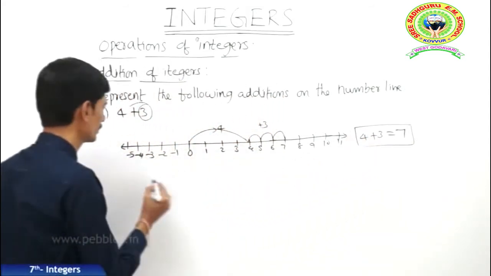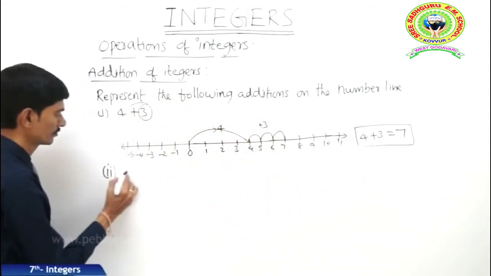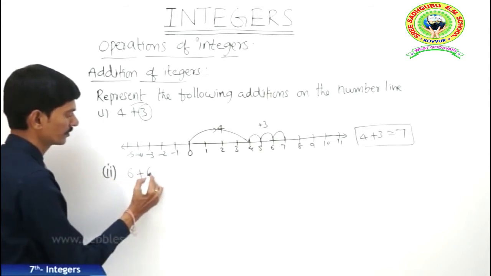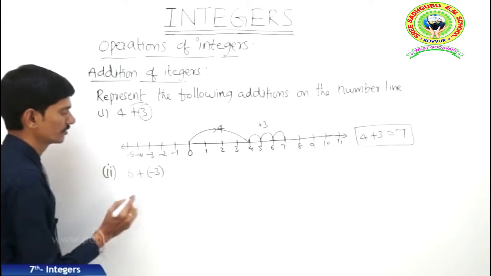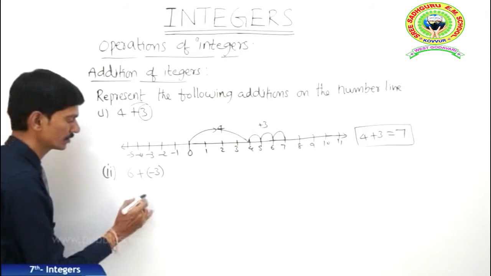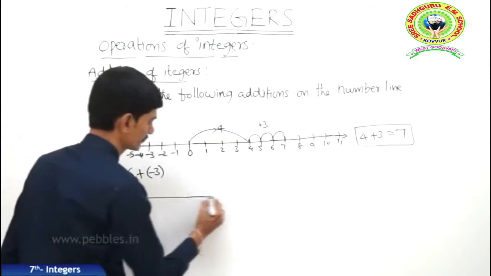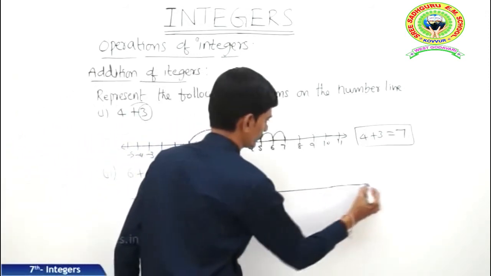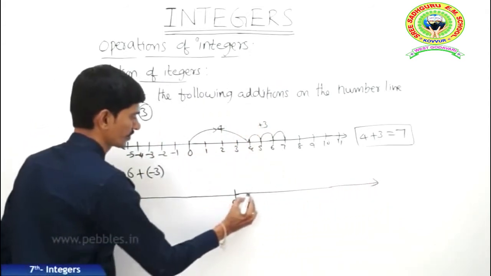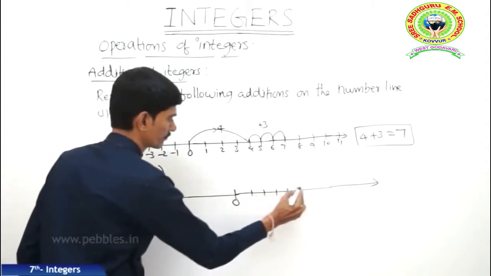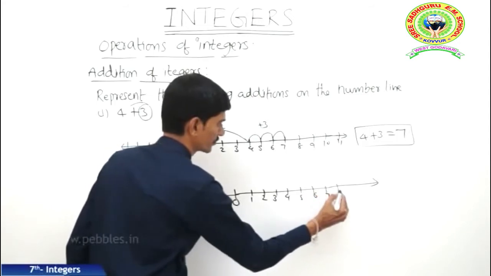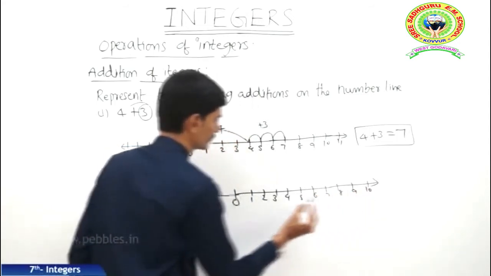Then how to represent the addition 6 plus of minus 3 on the number line? Here a negative integer is added to an integer. One, two, three, four, 5, 1, 2, 3, 4, 5, 6, 7, 8, 9, 10.